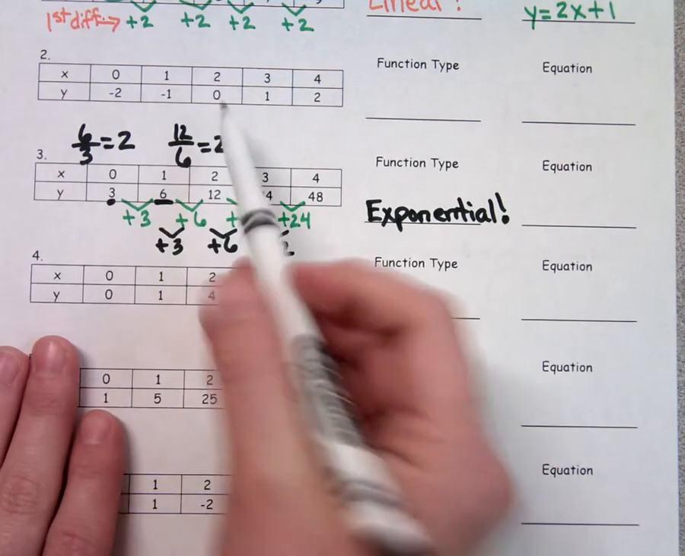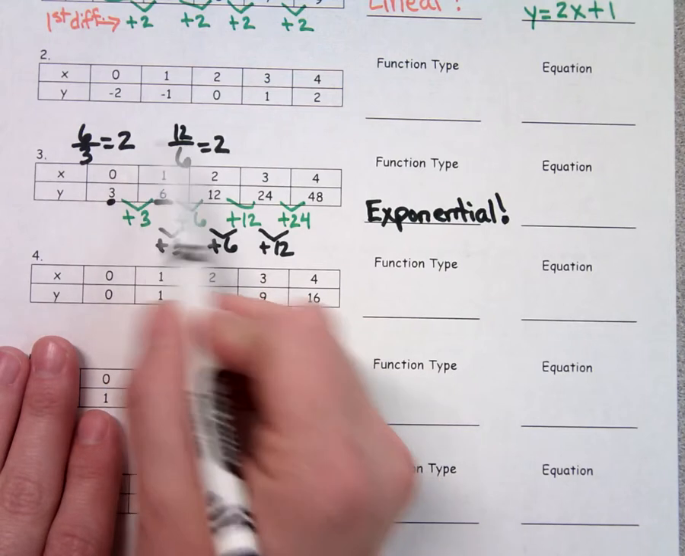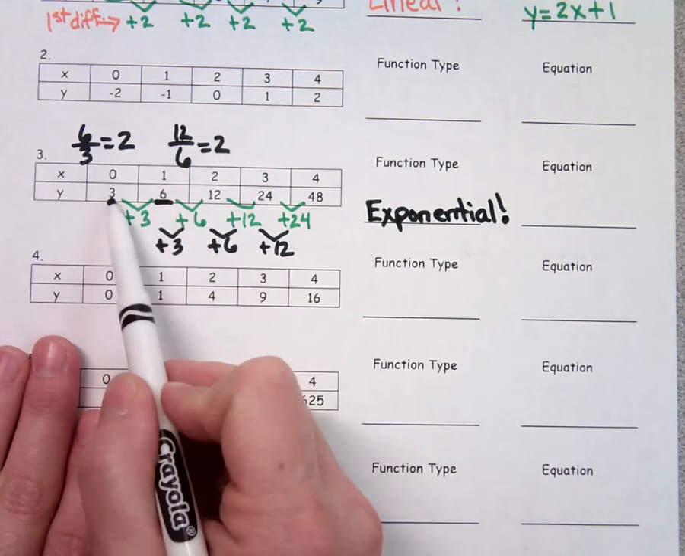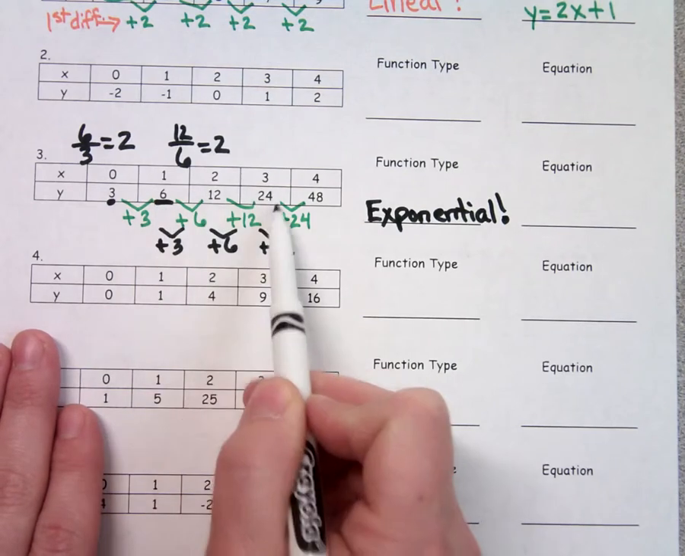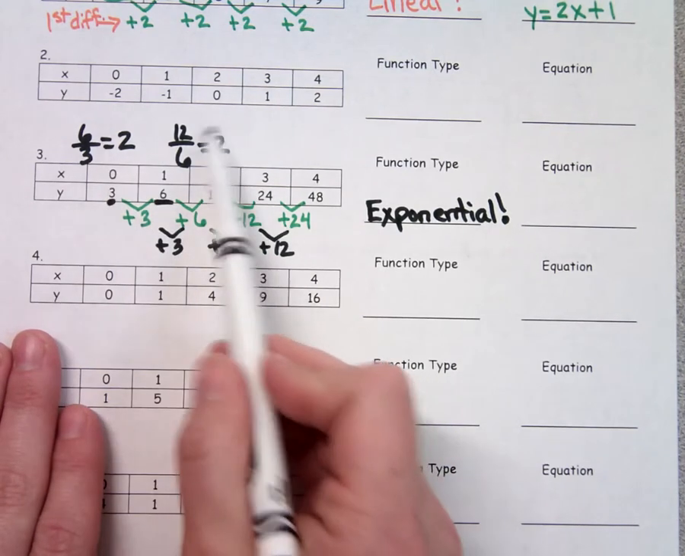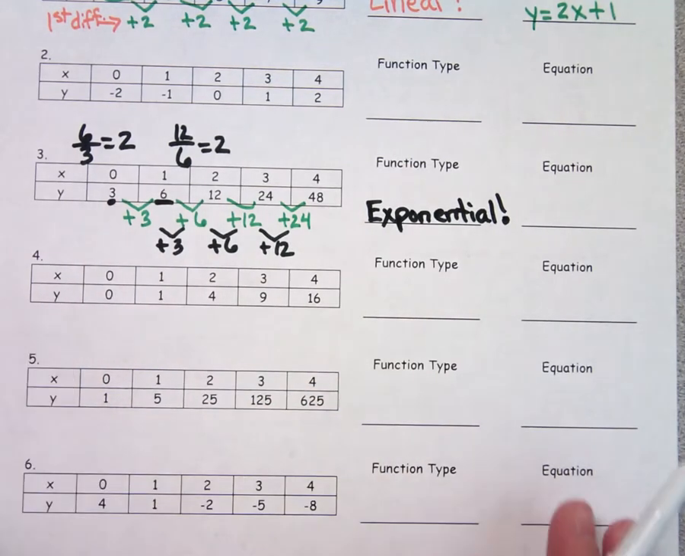And the ratio that we get is called our growth factor. Our table is growing by 2's. It's doubling. And you can see that. If you double 3, you get 6. If you double 6, you get 12. If you double 12, you get 24. So this is our growth factor, and it means that the y's are doubling, which is in fact what's happening.